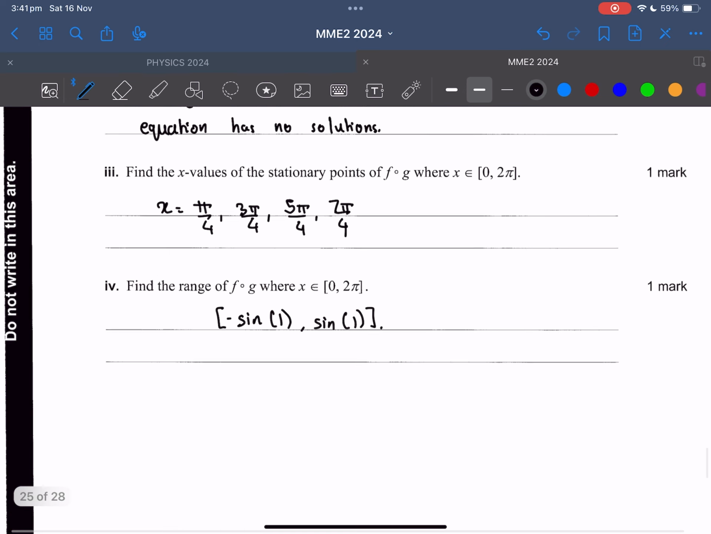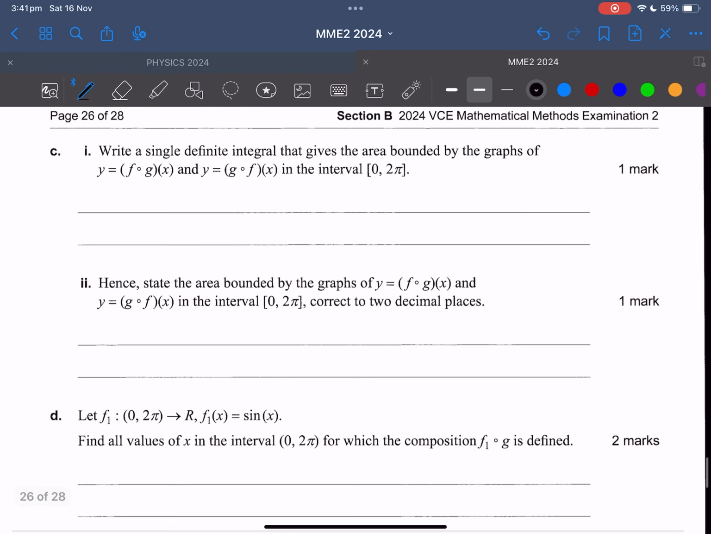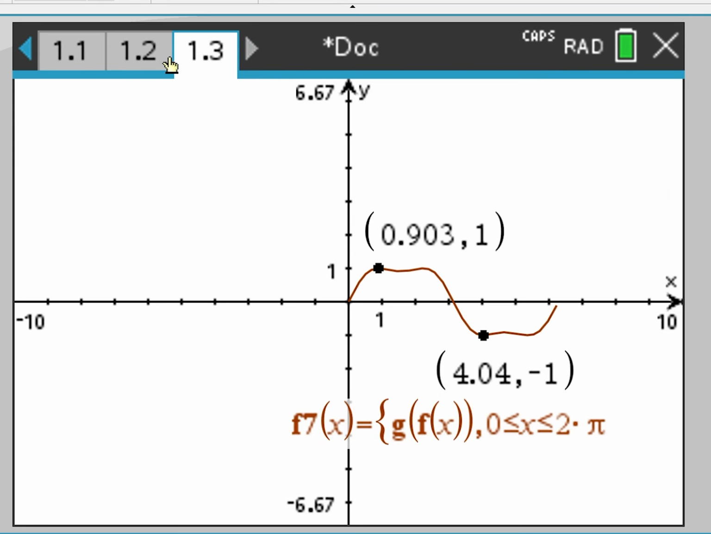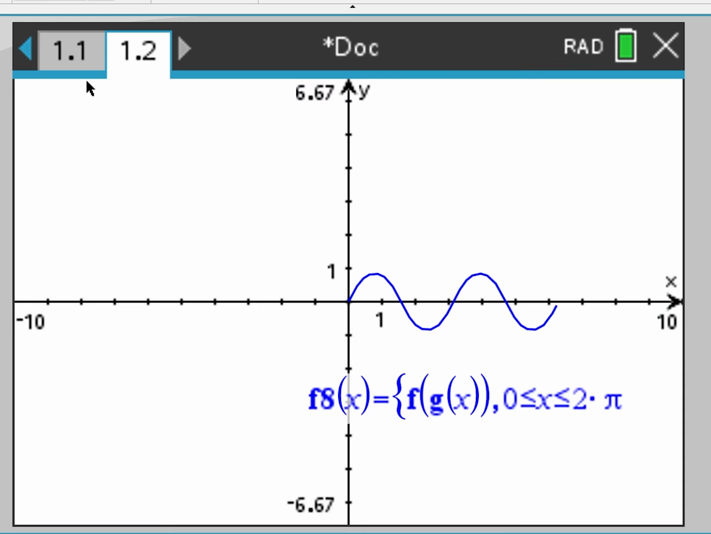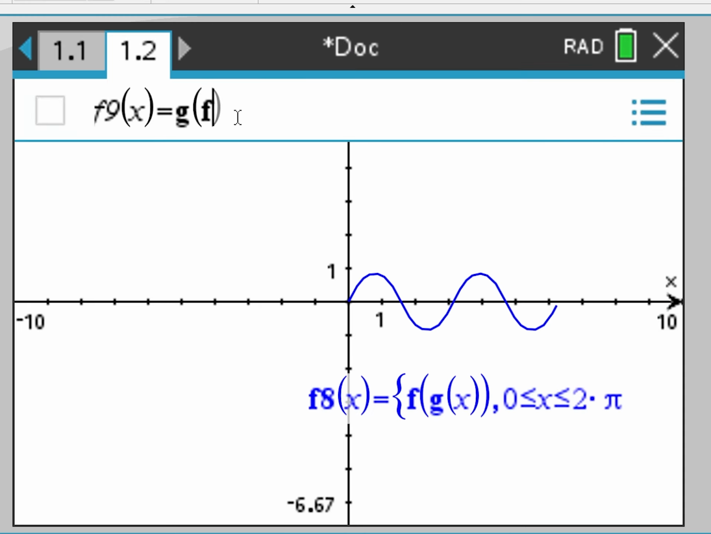Okay, so next question. Write a single definite integral that gives the area bounded by the graph of f of g of x and g of f of x on the interval. Okay, cool. So maybe I'll delete that, and g of f of x comma 0 less than or equal to x less than or equal to 2 pi.